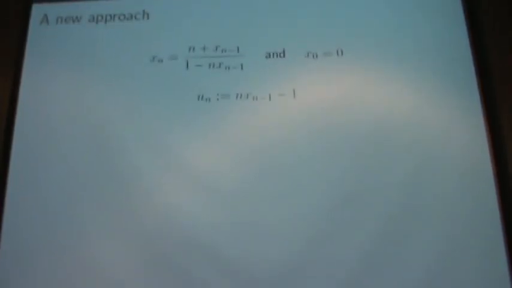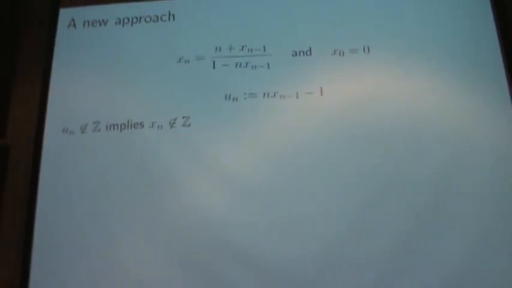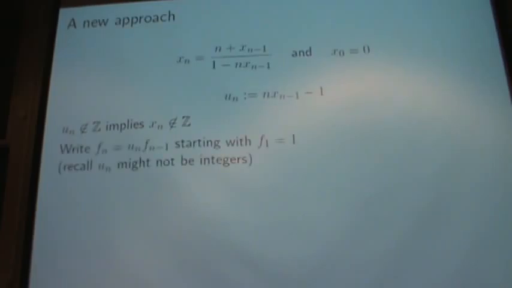You take that sequence, you define u_n to be the denominators. If they're not integers, that implies x_n is not an integer. Because if x_n were to be an integer, there has to be an integer. You define a new sequence like this. You start with f_1 equal 1, and then you multiply by these u_n's to form the next f. I don't know if these guys are integers, so what I'm doing is rational arithmetic. These u_n's are, in general, not integers, so the f_n's are not going to be integers.